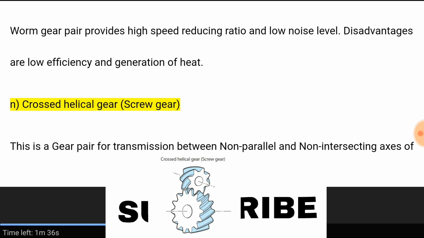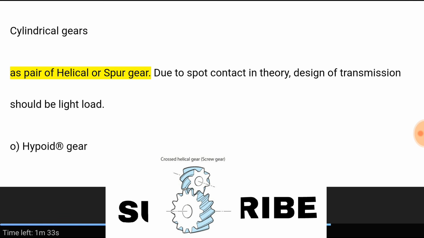N. Crossed helical gear, screw gear. This is a gear pair for transmission between non-parallel and non-intersecting axes of cylindrical gears. It is a pair of helical or spur gears. Due to spot contact in theory, design of transmission should be for light load.